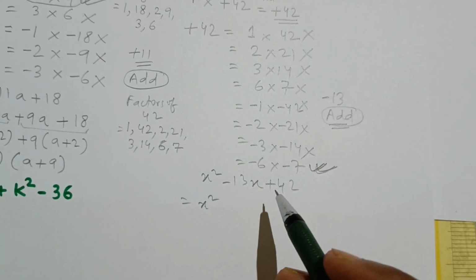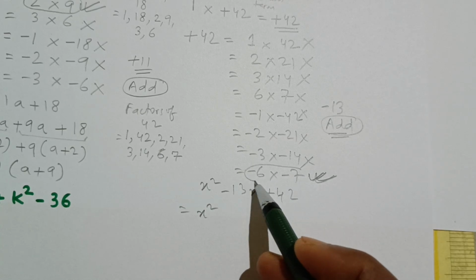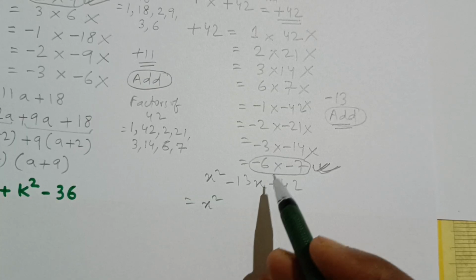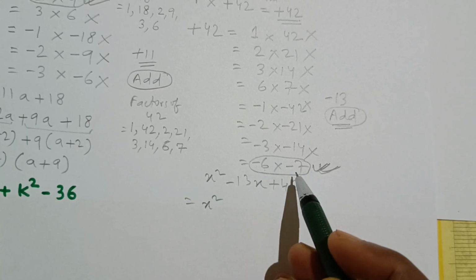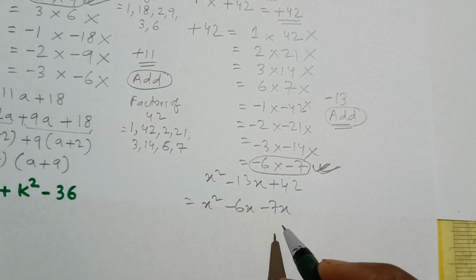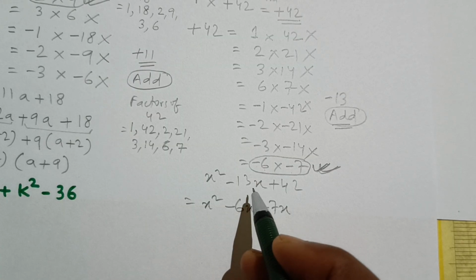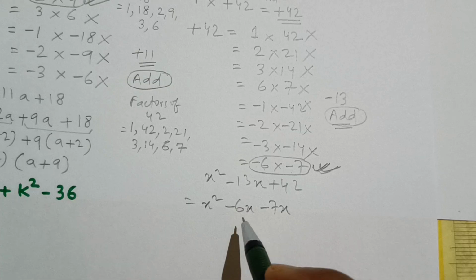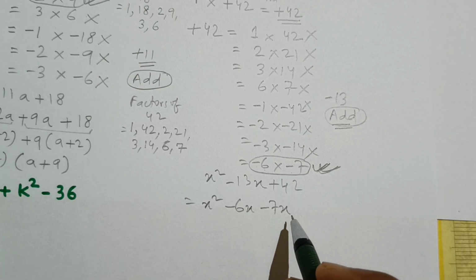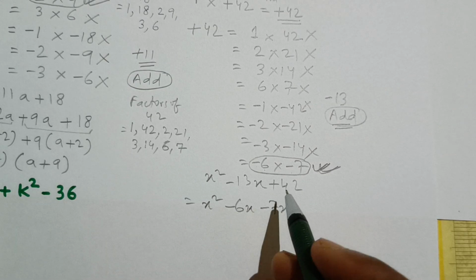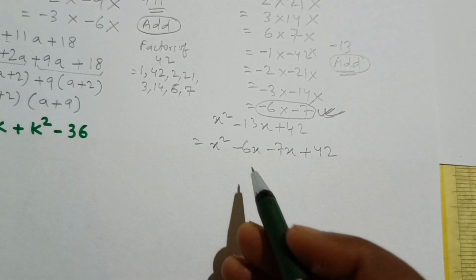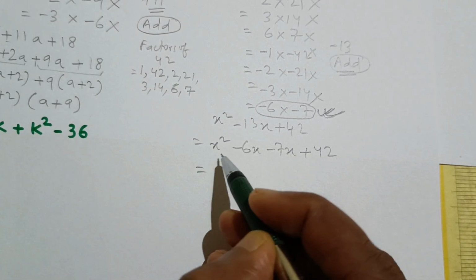So minus 13x, and this is the pair whose sum is minus 13. So instead of minus 13x, I am going to write minus 6x minus 7x. So this minus 13x has been split, minus 6x and minus 7x. Minus 6x minus 7x is minus 13x. And then this third term which was plus 42. Okay, and now let us factorize this, so factorize by grouping.